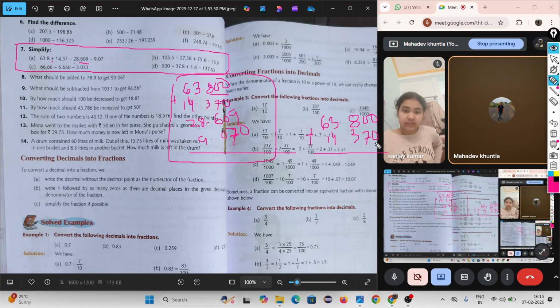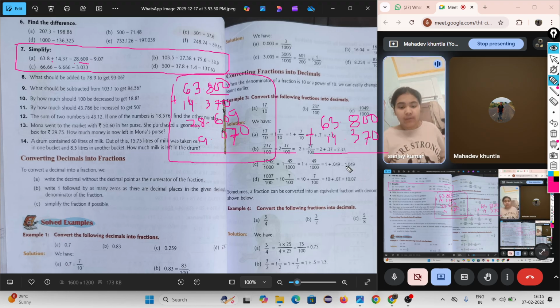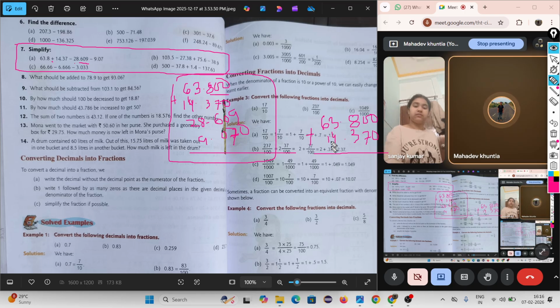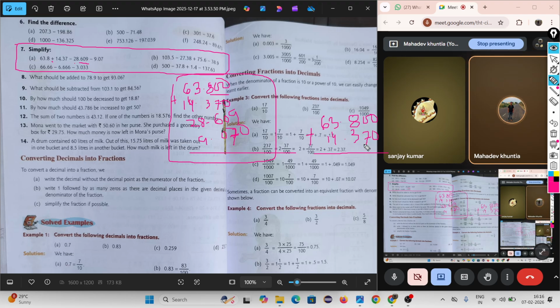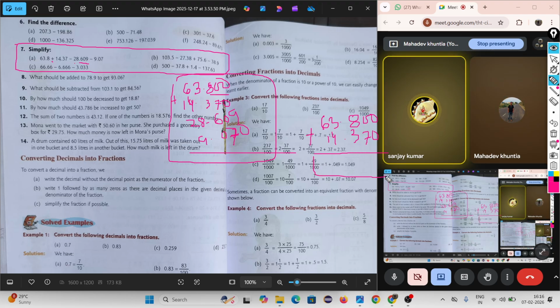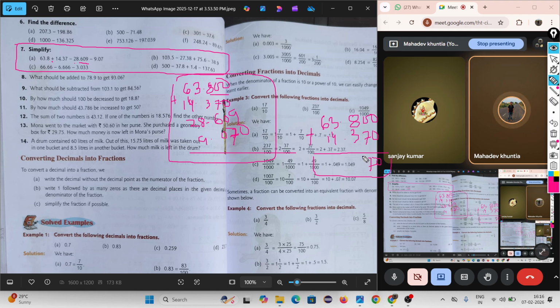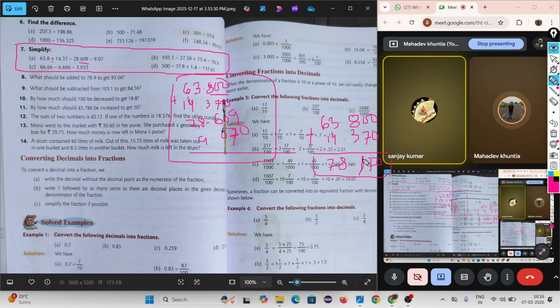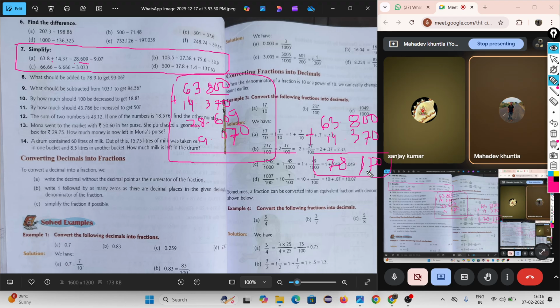Your mic is tough. 78.17. Is it your final answer, or is it your answer after adding 63.800 and 14.370? After adding this, how much? 78.170, na? What is your result? 78.170, na? Yes. Then you have to subtract 28.609. Subtract.